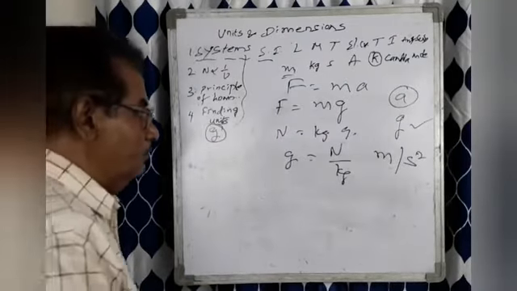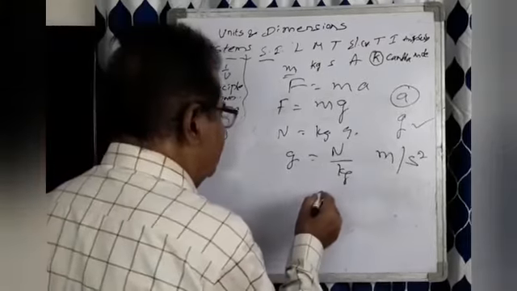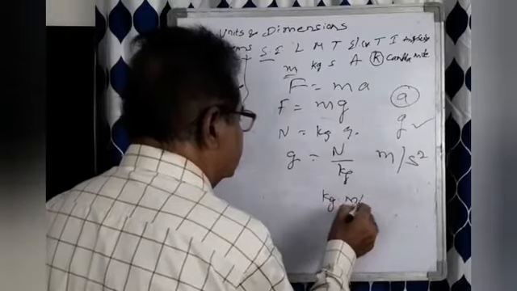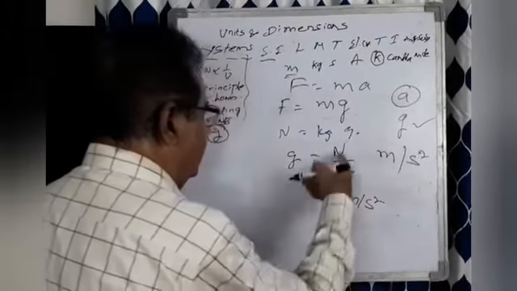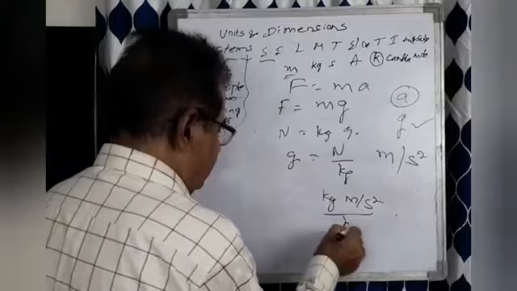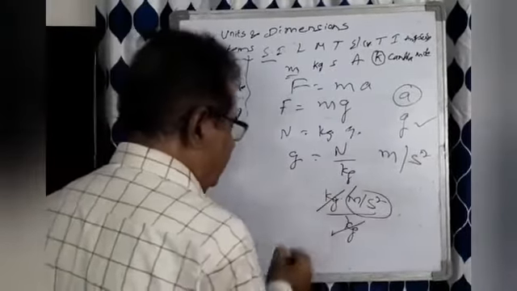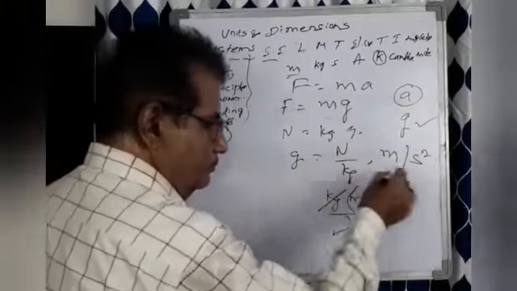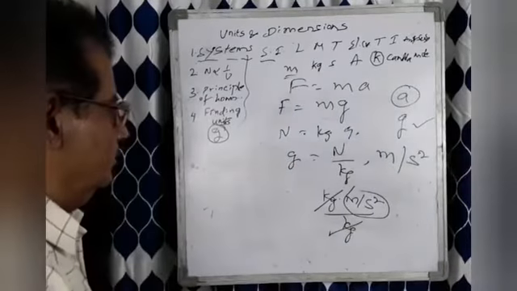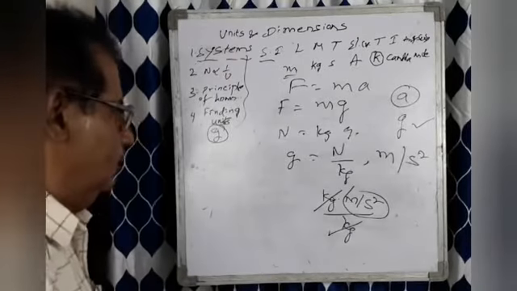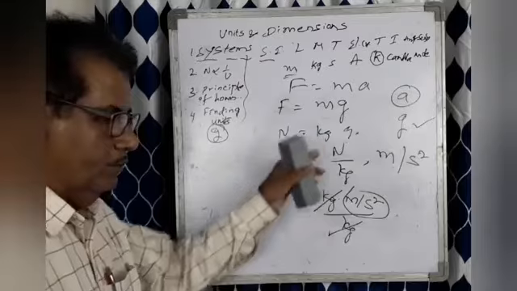How are they the same? I told you Newton, how did you get Newton? F is equal to ma, kg meter per second square. F by m, the kg gets cancelled. What is left over? Meter per second square. So the unit of acceleration due to gravity, I can call it meter per second square, or I can call it Newton per kg.